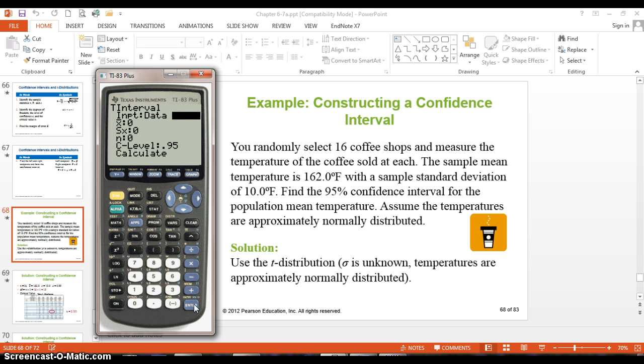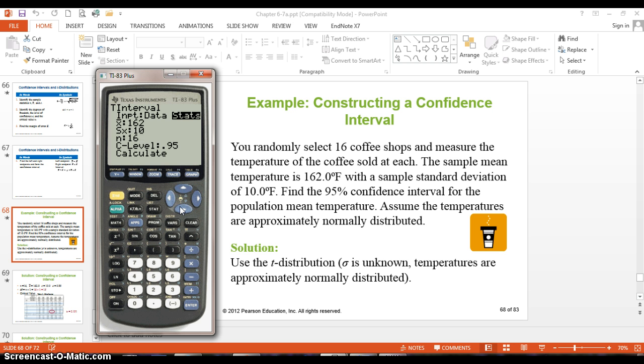enter. Okay. So x bar represents the sample mean, and in this problem they told us it was 162. Sx in the calculator is the sample standard deviation, which they told us in the problem is 10, so we'll type in 10. And n refers to the sample size. So how many coffee shops did we go to in this case would be 16. So we'll type in 16.